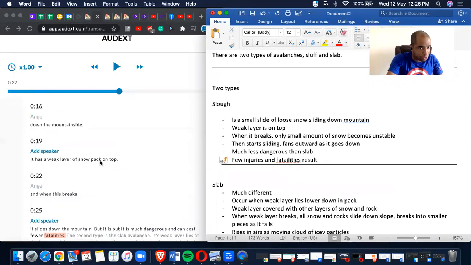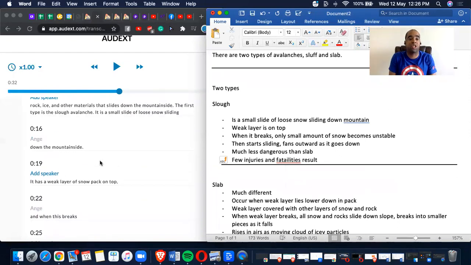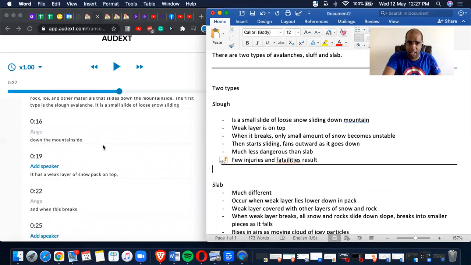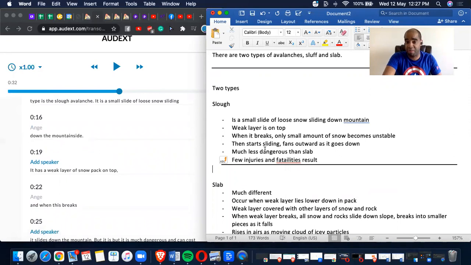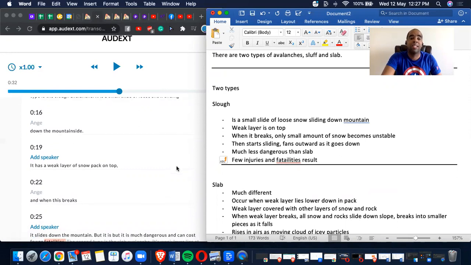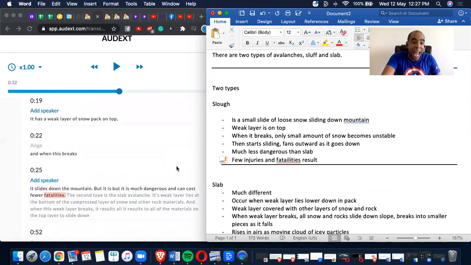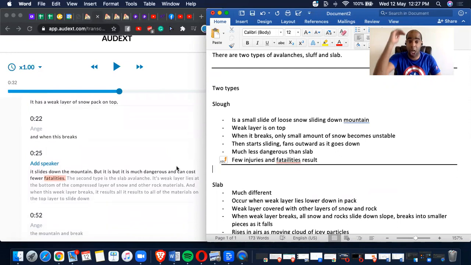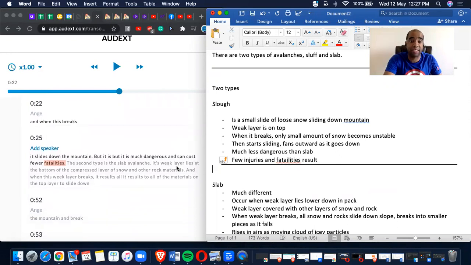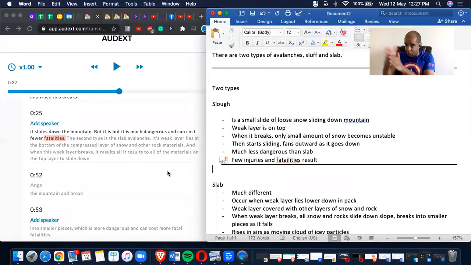Now, that's almost, you got everything, because you said it is a small slide, yeah, I literally had written that too. It's a small slide of loose snow sliding down the mountainside. It has a weak layer of snow packed on top, and when it breaks, it slides down the mountain. But, and I love it, you used a contrast saying, but it is much less dangerous, but you also say, but it is. Repetition, all right?